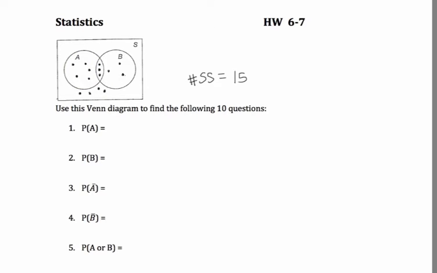Probability of being in circle B. Now it doesn't say only in circle B, so this part over here counts too. So for the probability of being in circle B, there are 6 things there. So that's 6 out of 15, which reduces to 2/5.